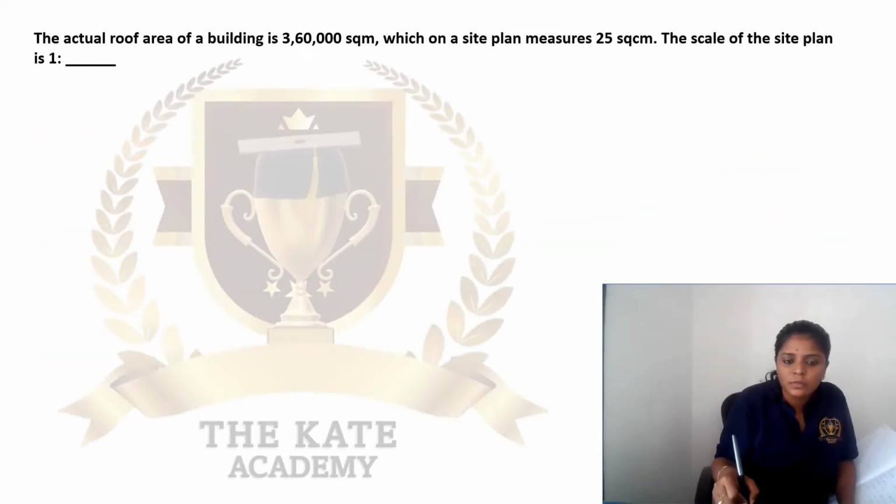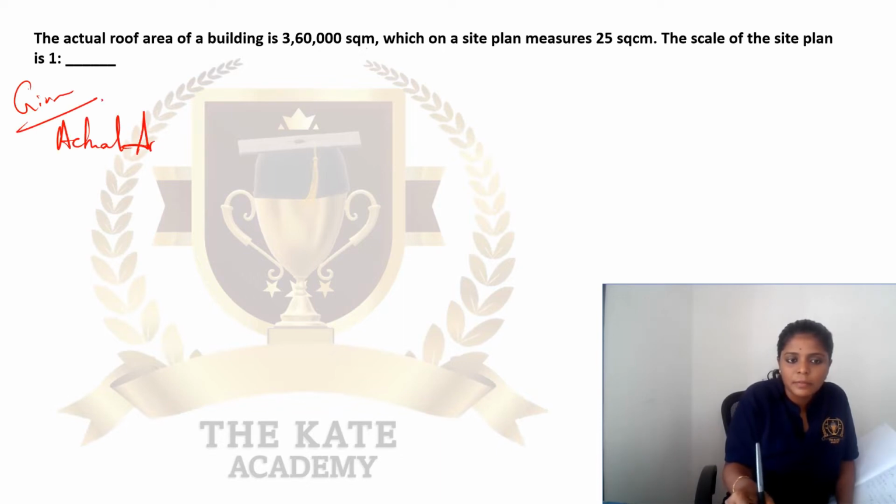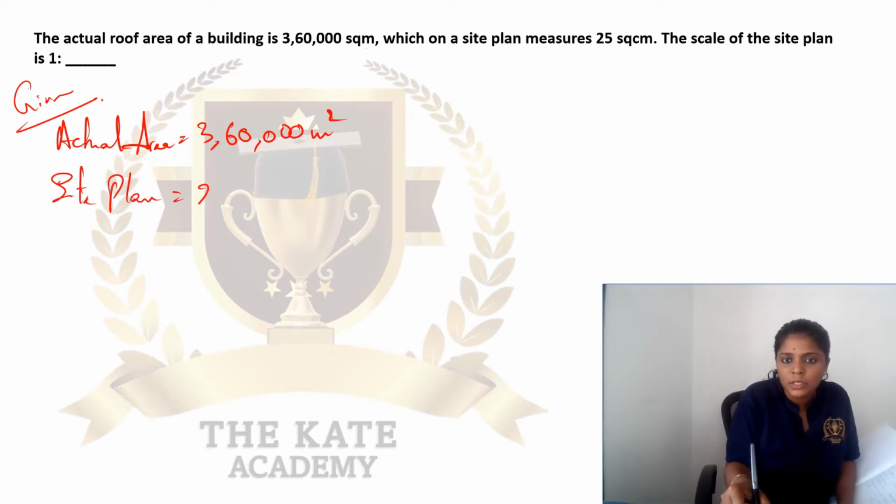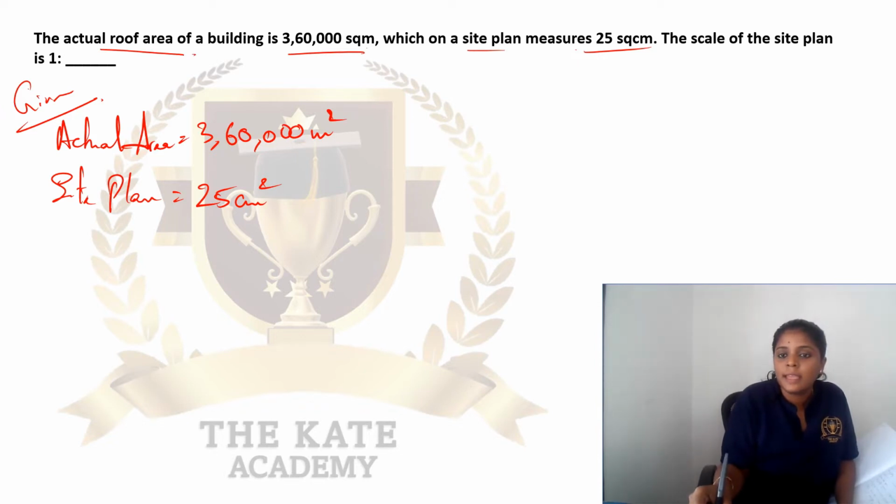So your last question for this video. The actual roof area of a building is 3,60,000 square meters. So given actual area equal to 3,60,000 meter square. On the site plan it is 25 centimeter square. The scale of the site plan is 1: dash.